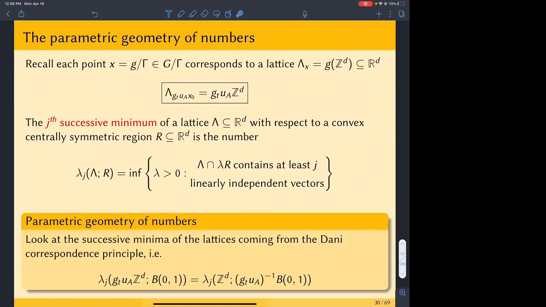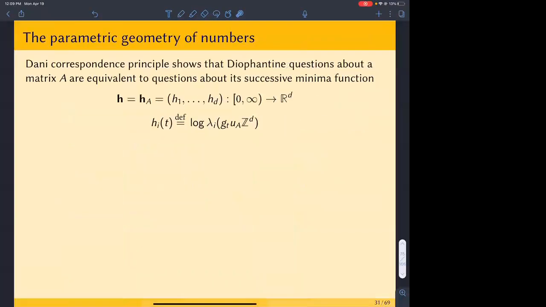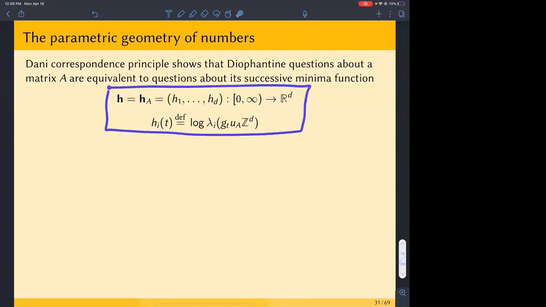From our perspective, we want to look at the successive minima of the lattices coming from Dani's correspondence principle. As we flow g_t u_A Z^d with respect to this unit ball, we want to keep track of these successive minima. The next slide collects all these successive minima, one for every j up to d, into a function called the successive minima function. I've stopped writing "with respect to the unit ball"; it's there in invisible ink, in case you're wondering what the convex body is.